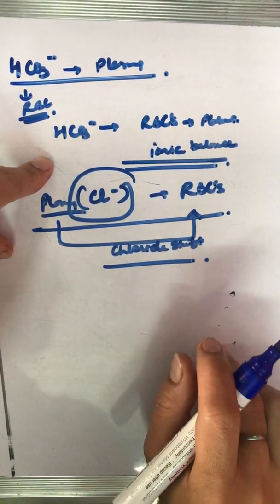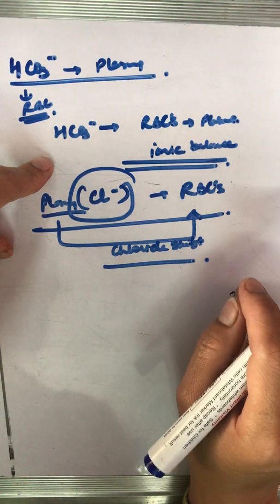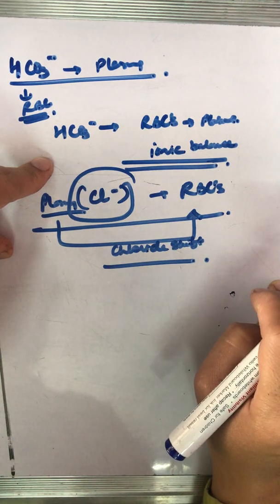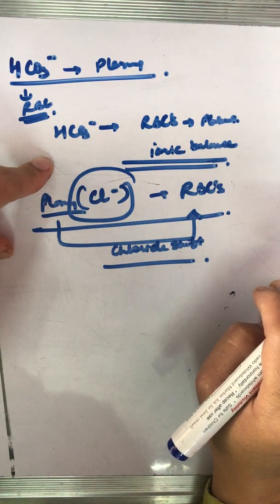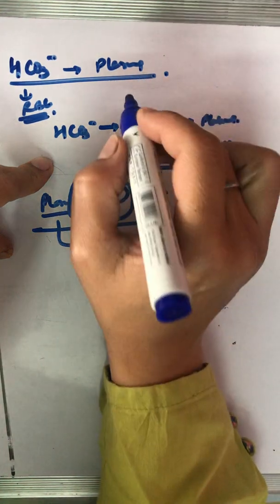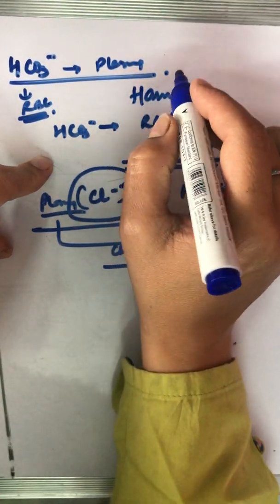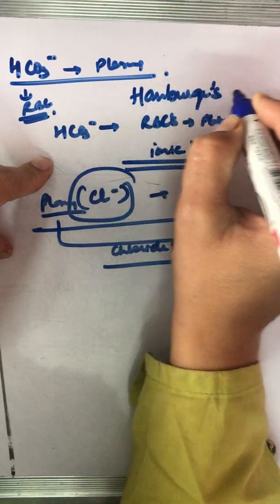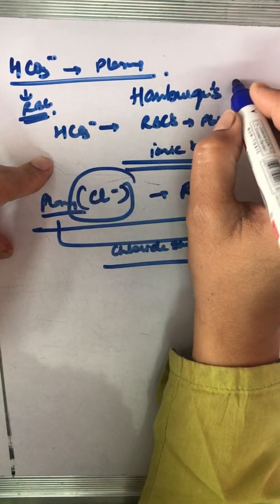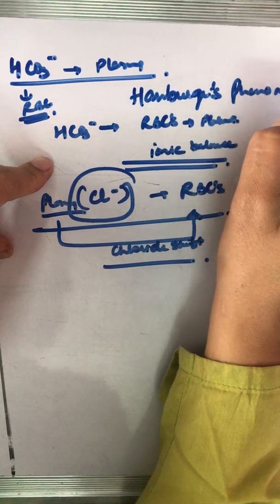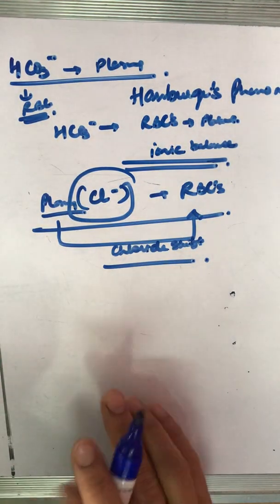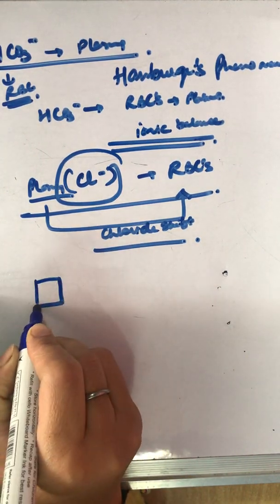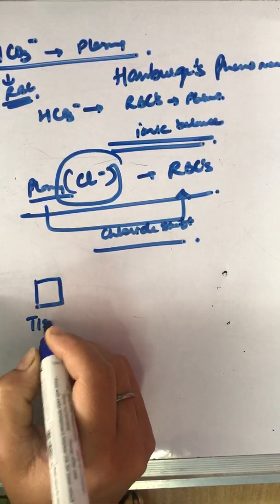Why is it necessary? Because it will help the RBCs to take up water and increase in size so that they can work effectively. This is also known as Hamburger's phenomenon. I'll explain how it happens actually. This entire chloride shift. Supposing this is a tissue cell.